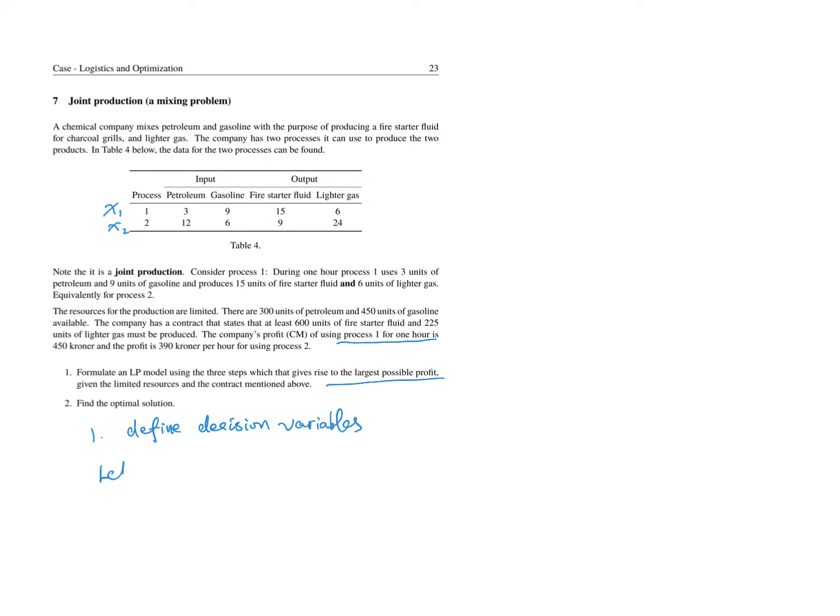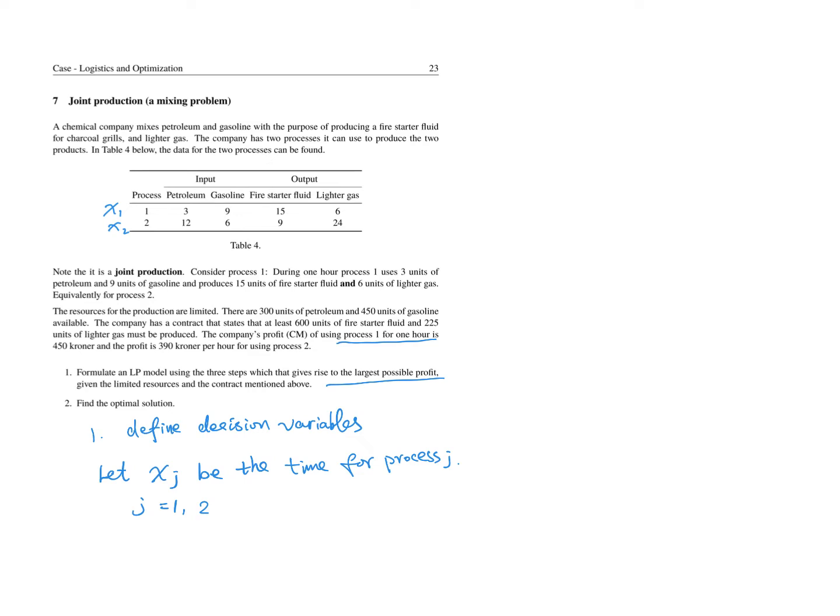So we let xg be the time for process g. So here g equals 1 or 2.